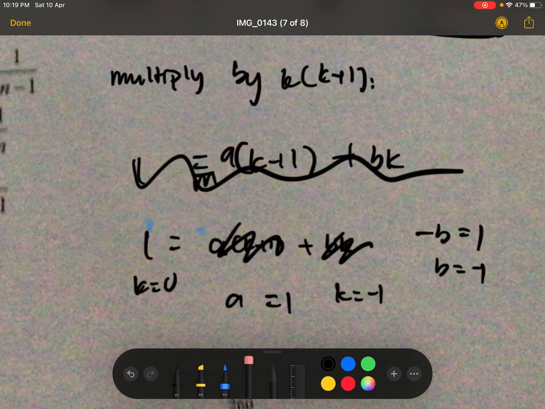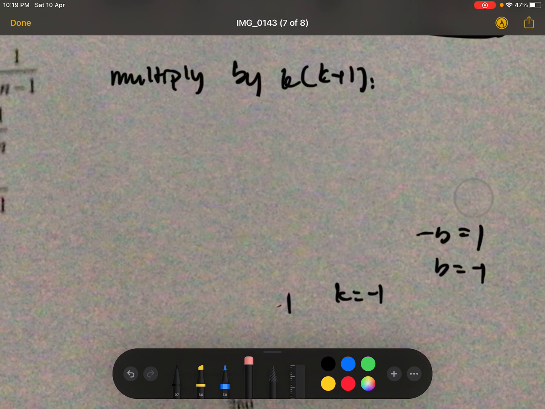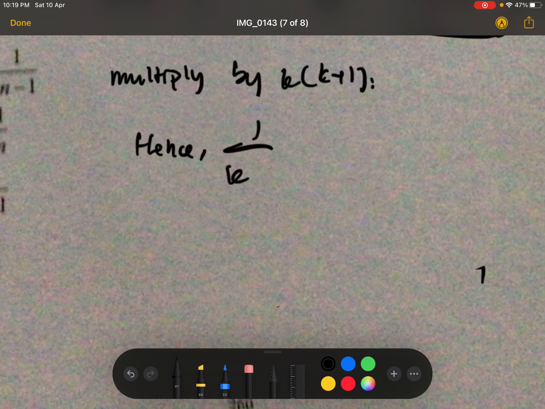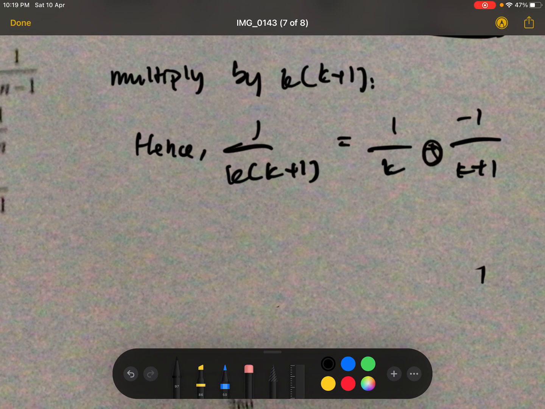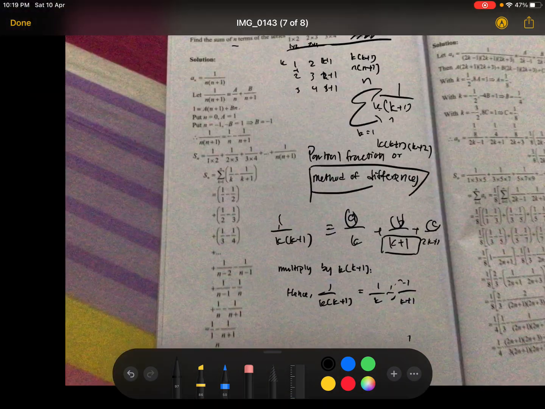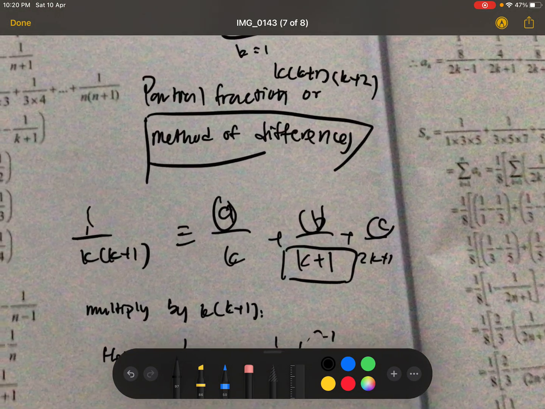And then after that, you write there, after you get the whole thing, hence 1 over k plus 1 is equal to A is 1, so 1 over k. Since it's minus, so minus 1 over k plus 1. Remember that the sign is still plus, so if you want to make it negative, you bring the negative down, so it will be 1 over k minus 1 over k plus 1. And that's how you do it by using partial fractions.